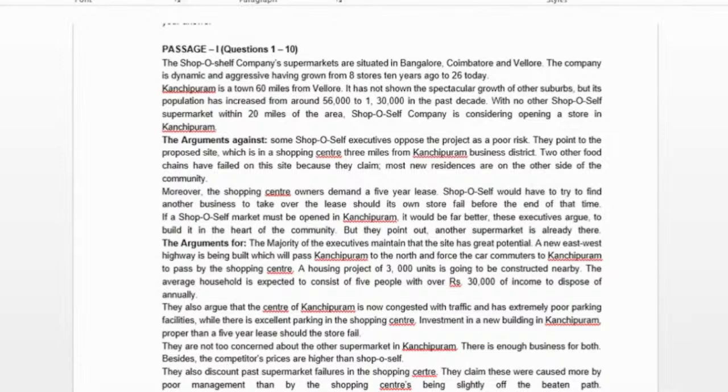அதுல பார்க்கும்போது ஆர்குமெண்ட்ஸ் ஃபார் அண்ட் ஆர்குமெண்ட்ஸ் அகெயின்ஸ்ட். ஆர்குமெண்ட்ஸ் அகெயின்ஸ்ட்ல வேணான்றாங்க. என்ன காரணம் அப்படின்னு கேட்டீங்கன்னா, ஆல்ரெடி 2 அதர் சூப்பர் மார்க்கெட் ஃபெயில் ஆயிட்டாங்க. இன்னொன்று ப்ரொபோஸ்ட் சைட் 3 மைல்ஸ் தாண்டி இருக்கு. ஸோ பிகாஸ் காஞ்சிபுரம் டயர் 2, டயர் 3 சிட்டி, அதனால அது ஒரு பாயிண்டாக சொல்றாங்க.